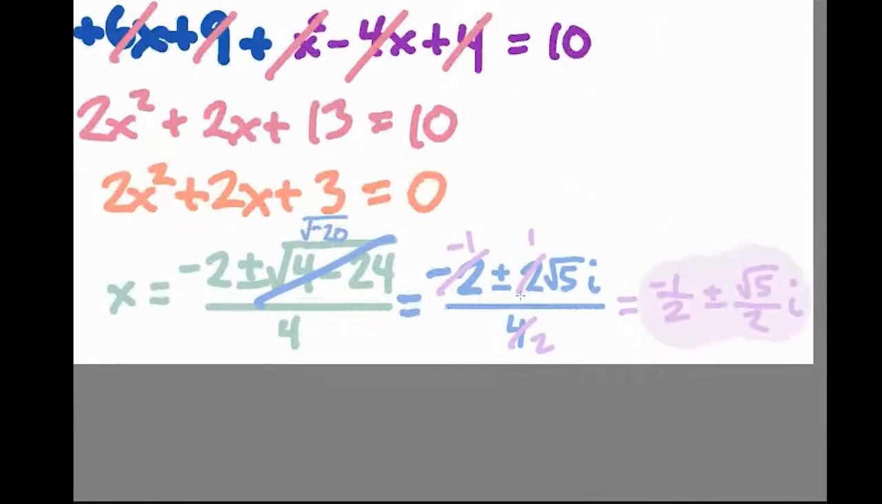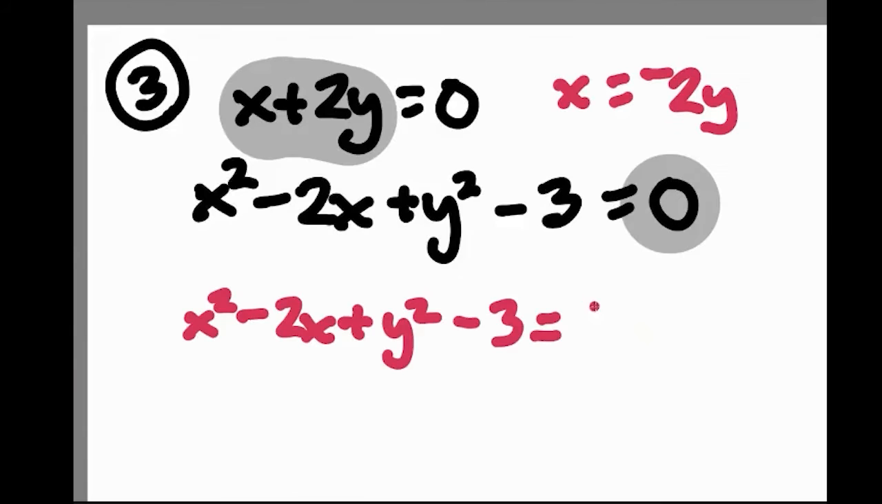You do have to break down the square root of 20, though, because there's a perfect square in there with 4. So I'm going to put a 0 back in here. But what you can do is substitute wherever there's an x, substitute it with a negative 2y. So x, there we go.